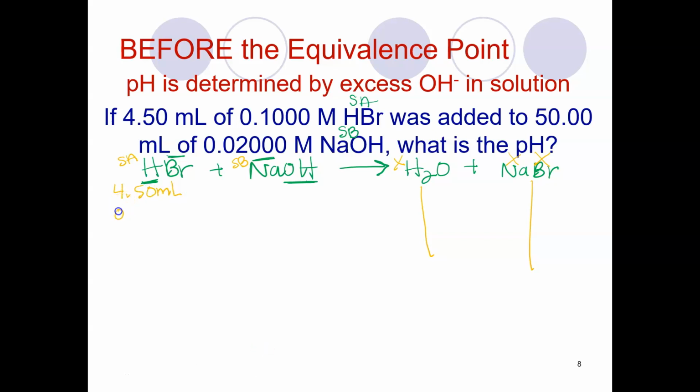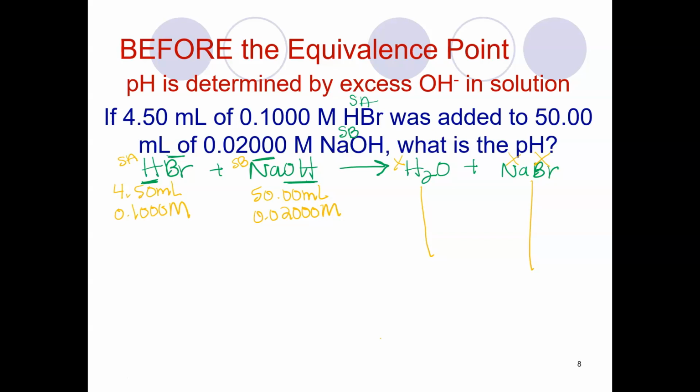We have 4.50 milliliters of a 0.1000 molarity solution, and 50.00 milliliters of a 0.02000 molarity solution. So we wrote down numbers. Step 2 again said, convert to moles of each chemical.